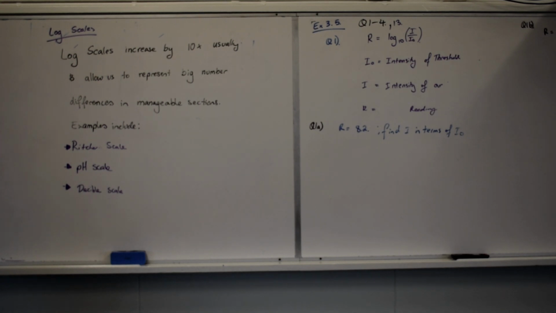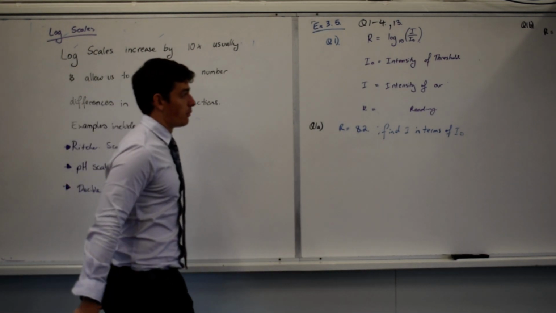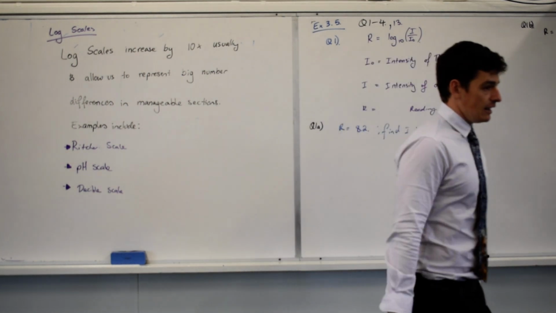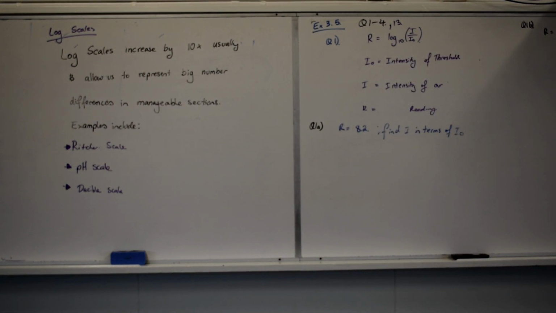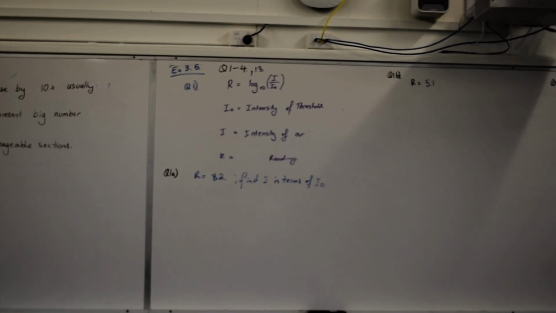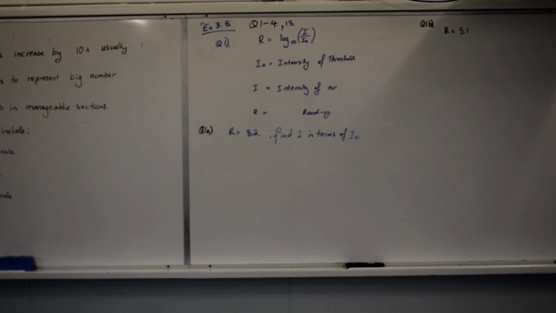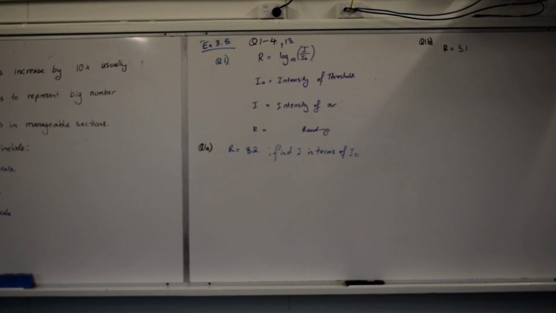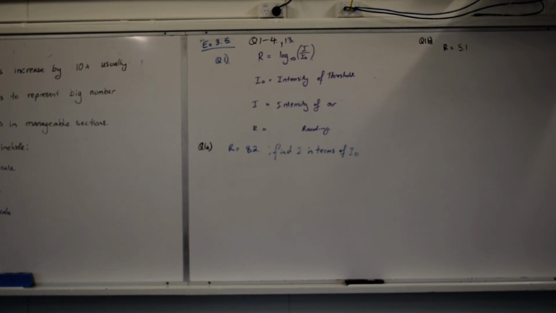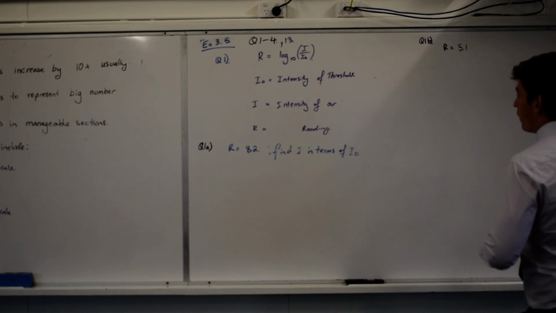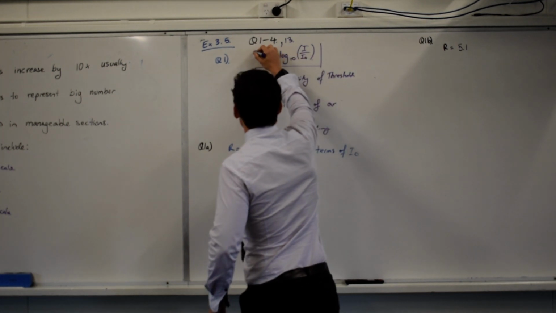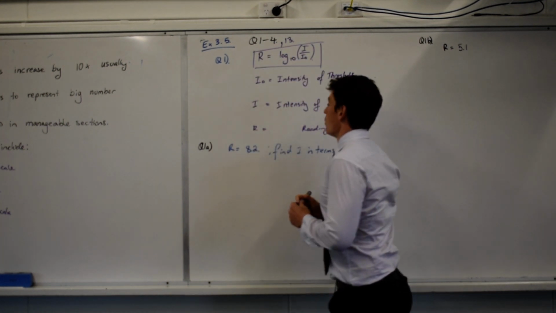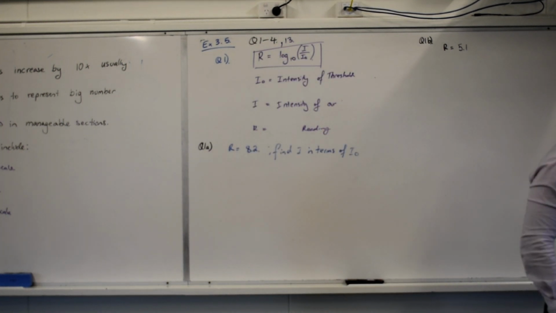Cool. So the one we're going to focus on today is the Richter scale, partly because it is, I would say, the most commonly used scale that we are familiar with numerically, and it's nice and simple. So we're going to look at 3.5, questions 1 to 4, but we're going to start by looking at question 1. This is the equation for our Richter scale. And that's our equation.